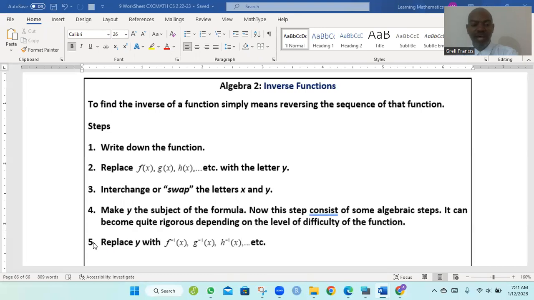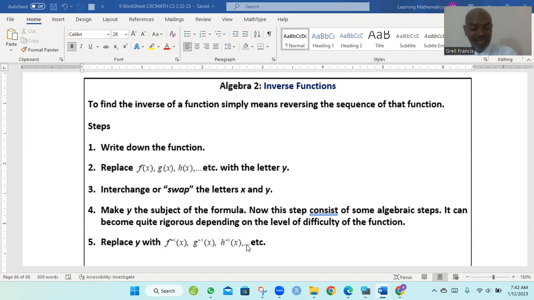Now in step number 5, after you have completed step number 4 and y is by itself, you're going to replace y with the notation f inverse of x. As you can see, you have a little -1 as the exponent. It reads f inverse of x, or g inverse of x, or h inverse of x, etc.